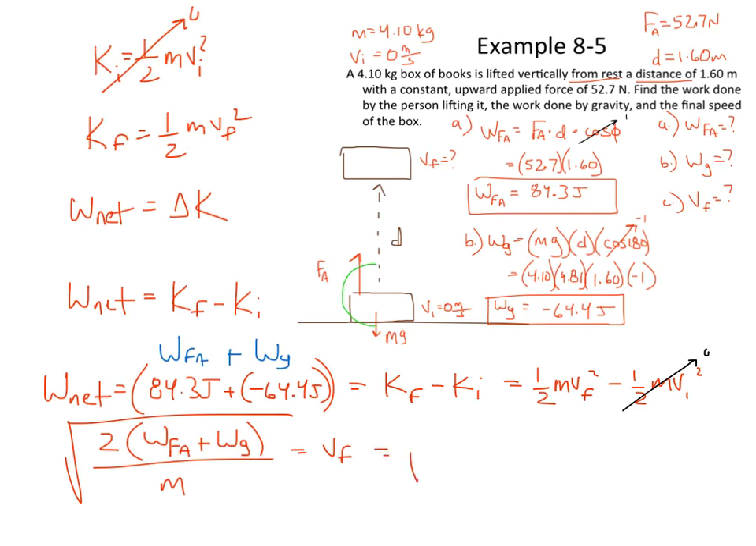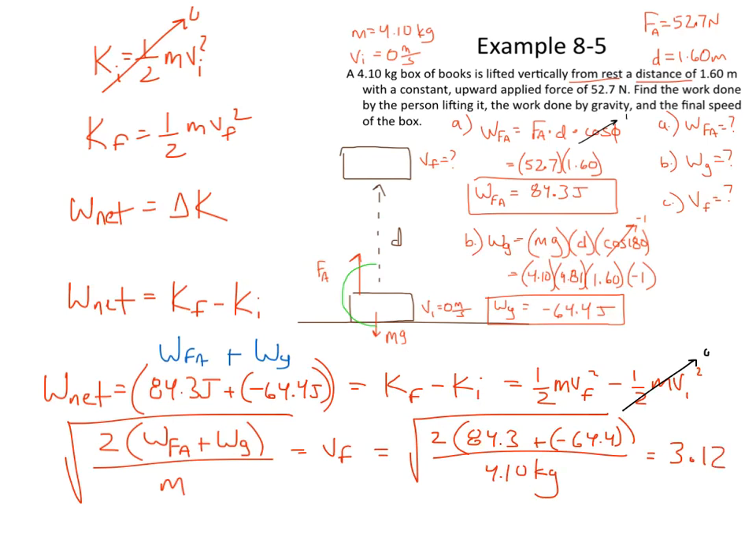Well, let's go ahead and plug our values in right now and see if we can solve for the final velocity. So it's going to be 2 times, here's now our 84.3 plus negative 64.4. That's our work done by gravity. All divided by the mass of the box, and that's 4.10 kilograms. And this is going to give us our final velocity of the box. And I get a value of 3.12 meters per second. That's how fast the box is moving after you moved it from this point to this point right there.